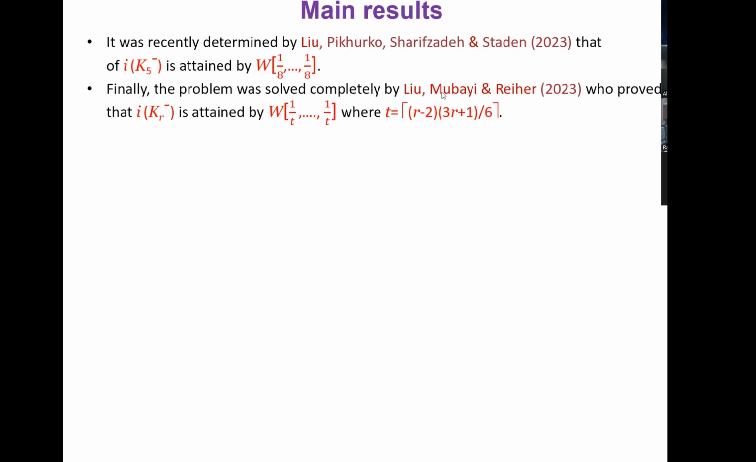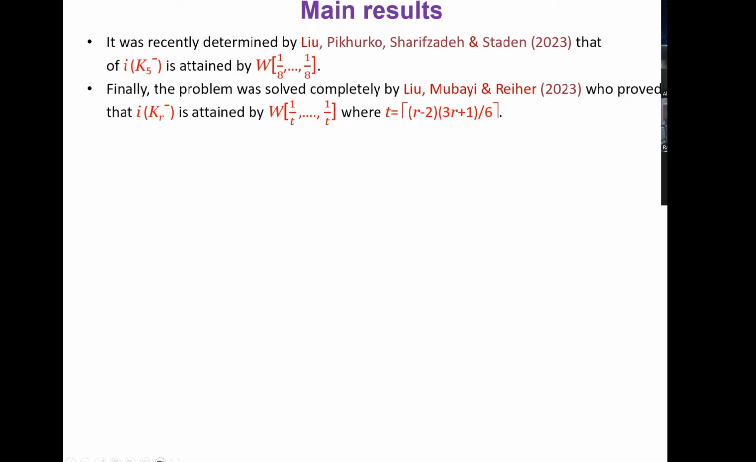And indeed, the general result for K_R minus that I mentioned, of Liu, Mubayi, and Reiher, if you state it in graphon language, says that for K_R minus the optimal construction is the graphon with T parts, balanced, all of them of size 1 over T, and the number of parts behaves quadratically with R, something like R squared over 2. So if you plug in R equals 5, 4, and 3, you'll get the above mentioned results.